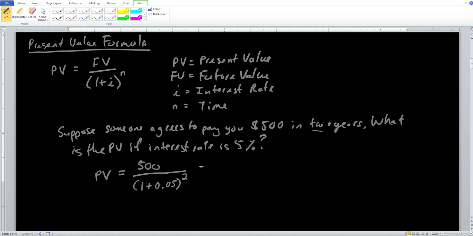Go ahead, solve this out, simplify as much as you can. We have 500 divided by 1.1025. Go ahead, plug that into your calculator, and the present value is equal to $453.51. So the present value of this $500 2 years from now is equal to $453.51. That tells us that you'd be indifferent between receiving $500 in 2 years or $453.51 today. Remember that money is always more valuable today. So if you take this $453.51 today, you can invest it at that 5%, and that's exactly going to give you that $500 2 years from now.